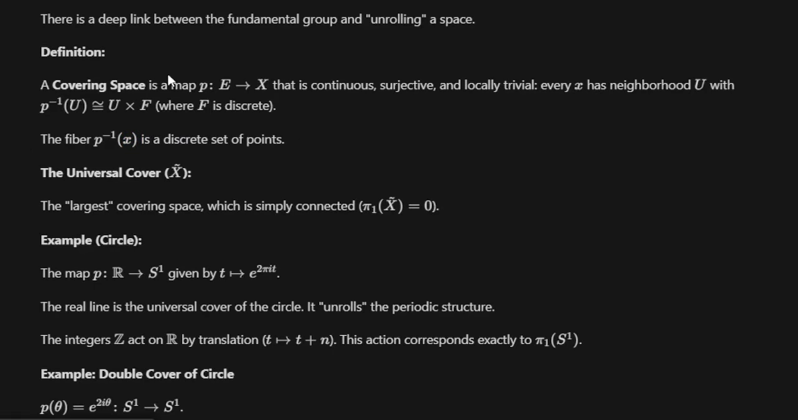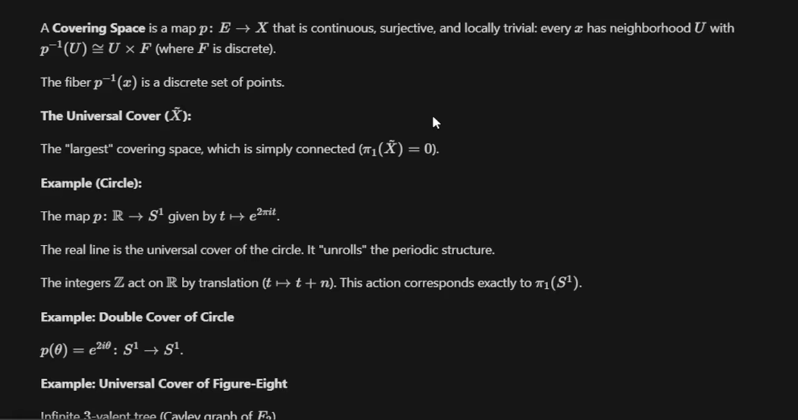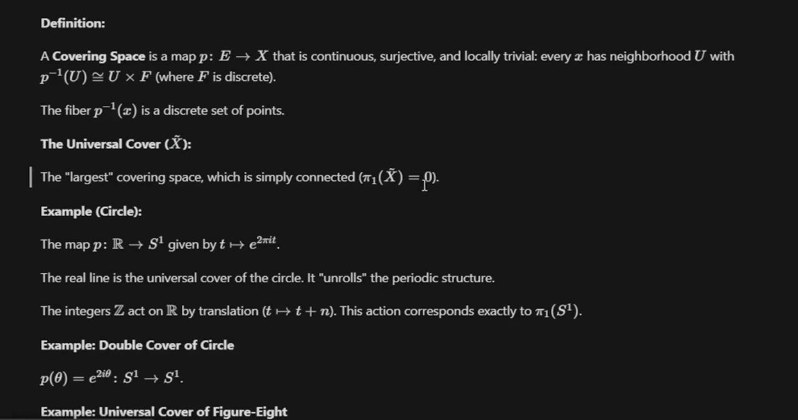Okay. So again, the covering space is the map onto the topological space, and if we want to find the fiber from that cover space, we would take the inverse of something from that map. We take the inverse map basically, okay? Because it's continuous. So something called the universal cover, X tilde, is the largest covering space. It is simply connected, so the group structure is trivial.